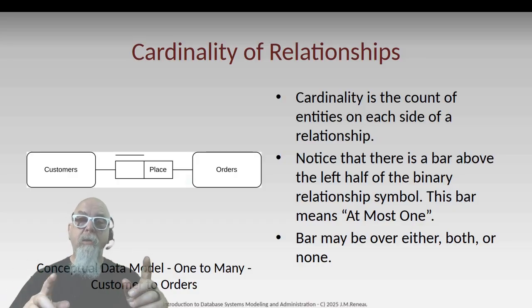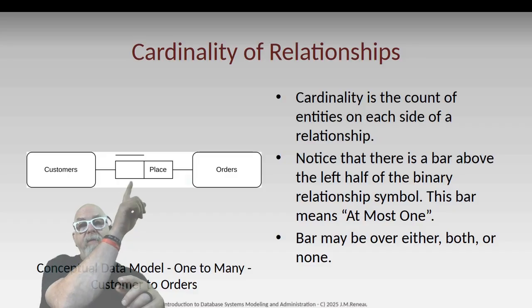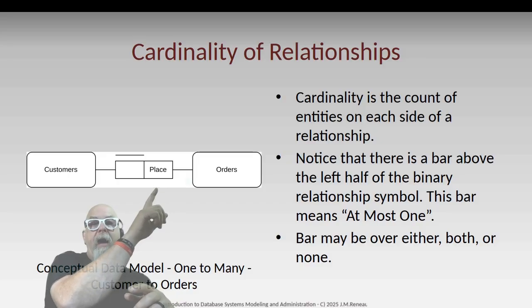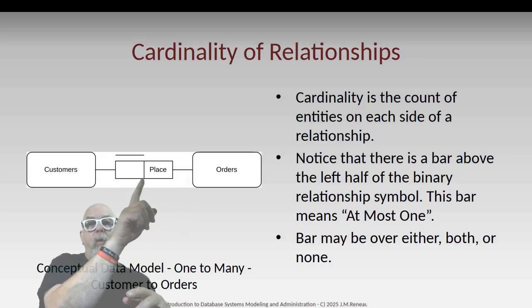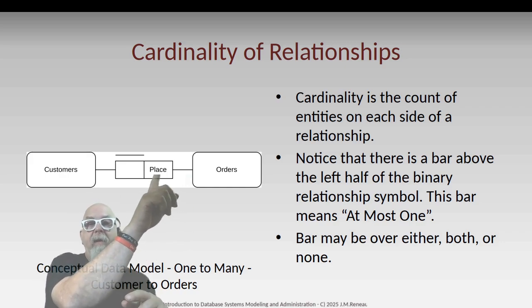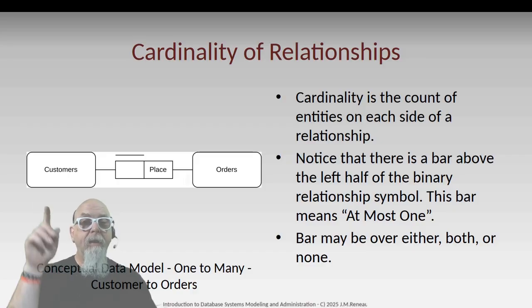So let's look at this. A customer can place many orders, and an order is placed by one customer. And that's what that little bar above this box says, that orders are placed by, orders have one customer. A customer can place many orders, and by the bar not being there, it represents that there can be many in the relationship. And there may be a bar over either, both, or neither side of the little relational connector between the two.